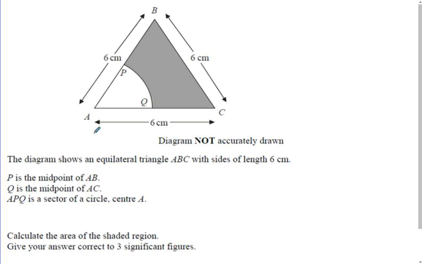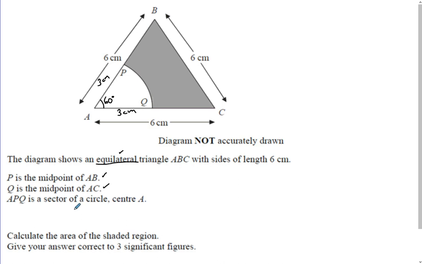Diagram shows an equilateral triangle. So again, while you're reading, always prepare. So if it's equilateral, that will be 60 degrees. It'll all be 60 degrees. With sides length 6 centimeters. P is the midpoint of AB, so you know that's 3 centimeters. Q is the midpoint of AC, so that's also 3 centimeters.